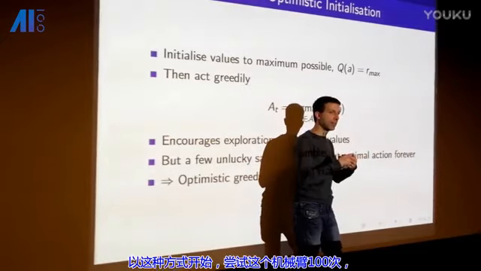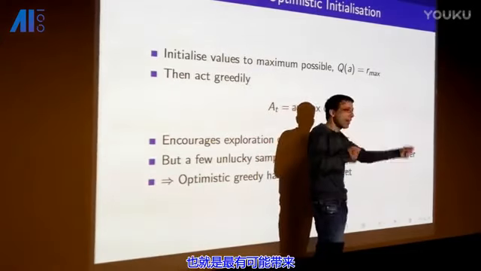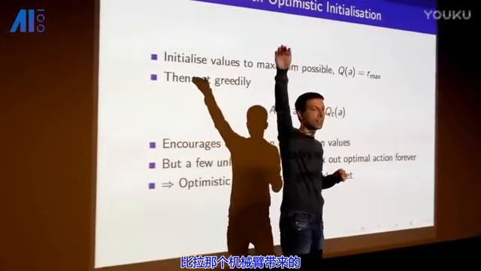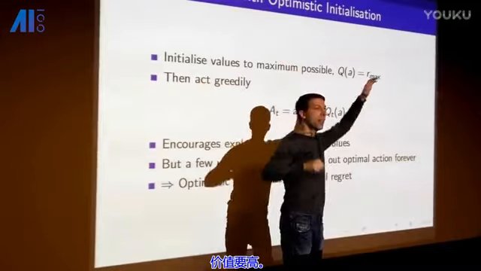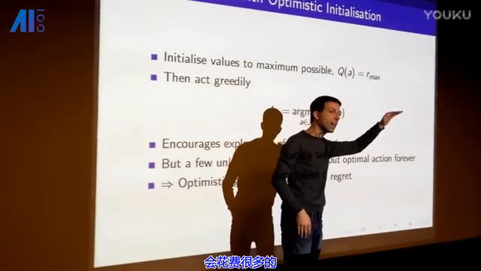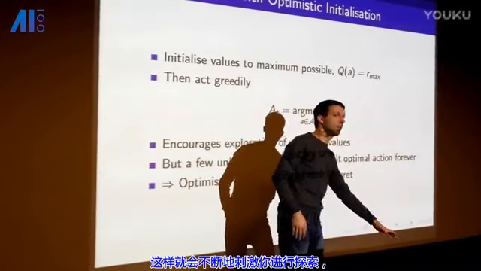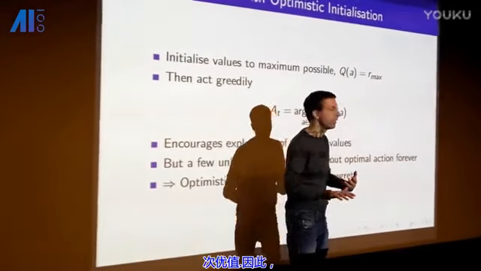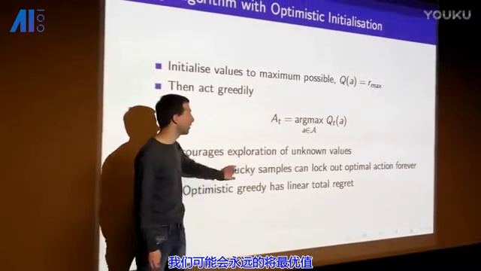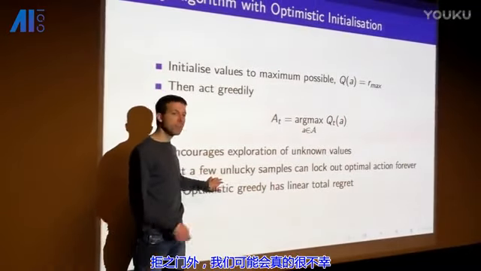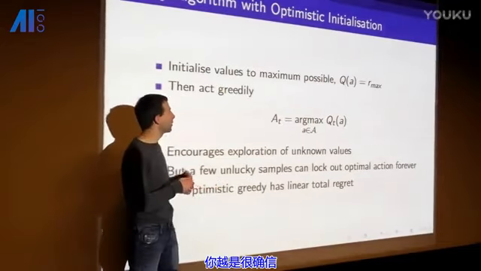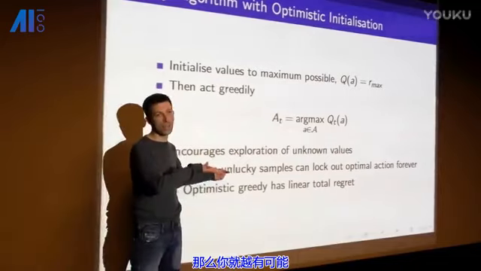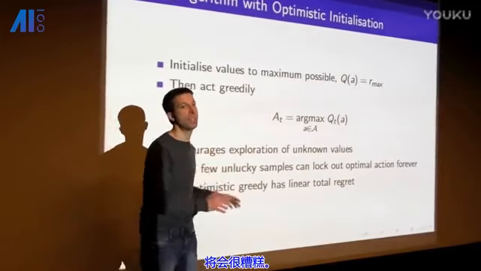So is that clear? You can start off by saying, it's just as if I tried this arm 100 times and saw the best possible payout 100 times. And now, if it really is terrible, you have to play it a lot of times to bring down the mean. And so it encourages you to keep exploring things until they're really proven to be suboptimal. And so, although I say it can lock out the optimal action forever, you have to be quite unlucky. The more confidence you assign to your prior, the more unlucky you have to be to lock out the optimal action. So it's not a terrible idea to do this.